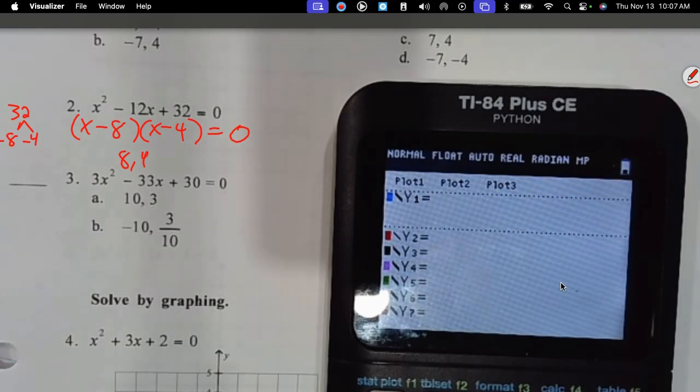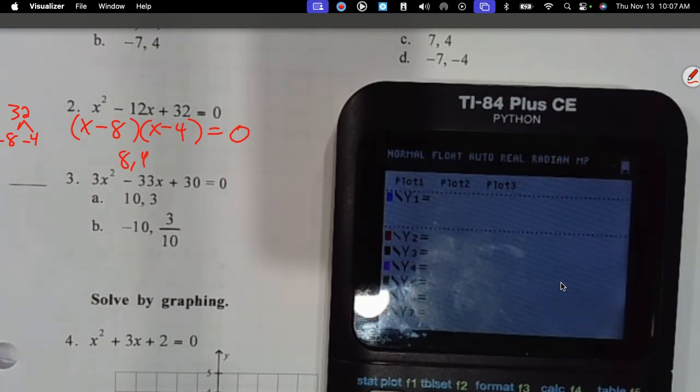Kenan, are you good? Are you good with the graphing too? Everybody gets this? Factoring and graphing, both work. Are a lot of them like this?